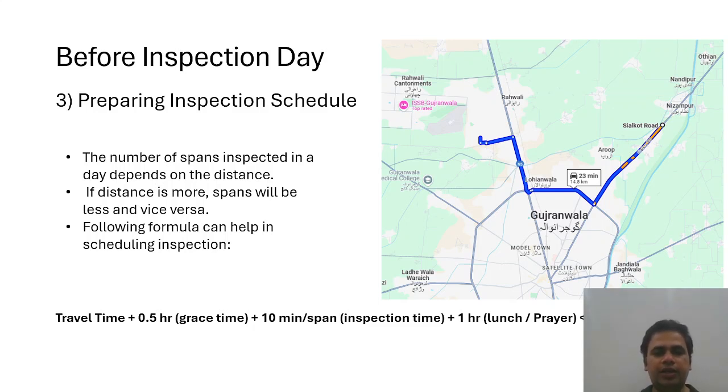So you have to calculate the travel time, and you can add maybe 30 minutes for any contingencies, and then you can add 10 minutes per span. If there is a 10 span bridge, you can consider 100 minutes required for the inspection time, and then you can add 1 hour lunch or prayer break, and all this should be less than the working hours. For example, if a team is working for 8 hours, you should plan these activities in such a way that they should be able to complete the work for a day in 8 hours.